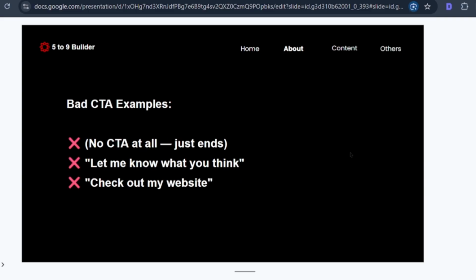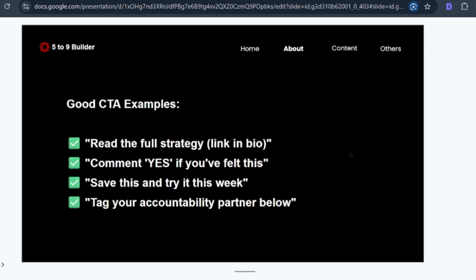Okay, all right. Now let's look at the bad CTA examples. Okay, no CTA. If you don't have any CTA within your Facebook post, it's not good at all. "Let me know what you think." If you say something like that at the end of your Facebook post, that is also not good. And then "check out my website," or "check out my new post or my new design," or something like that. These are not CTAs. Okay. Now the best ones are: read the full strategy, comment yes, save this and try it this week, tag your accountability partner below, or tag somebody who is going through this, share this with somebody who is going through this. These are some of the things that we call the call to action.